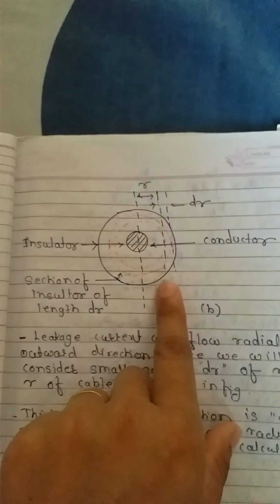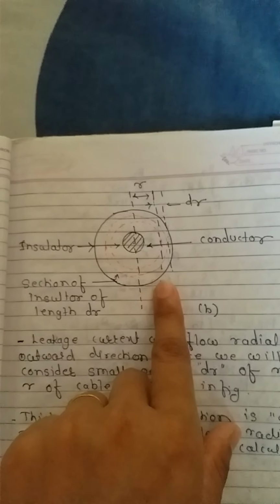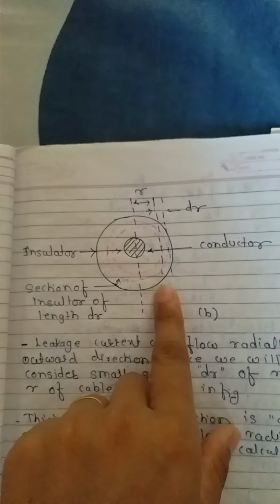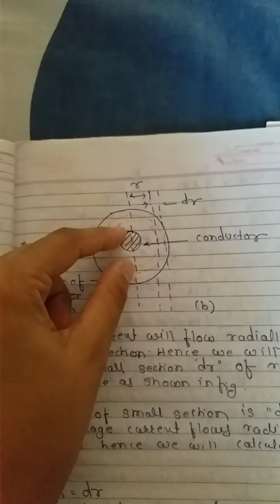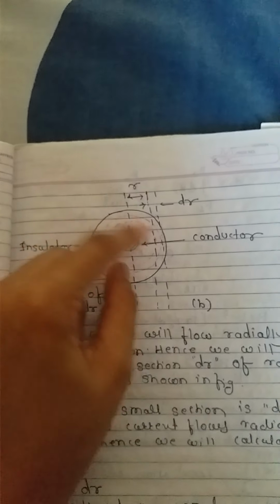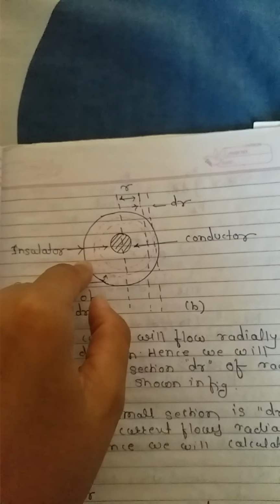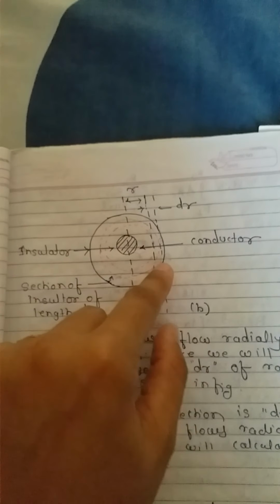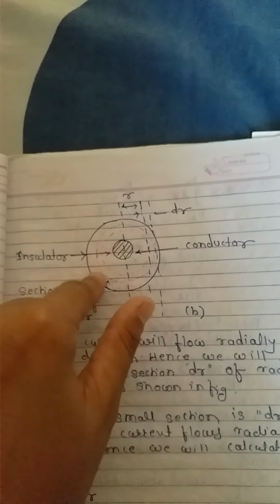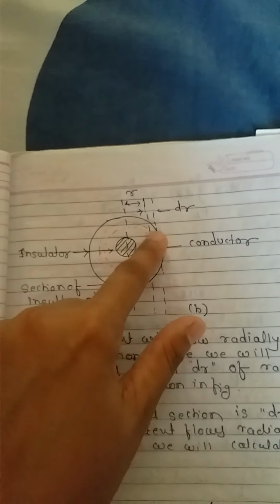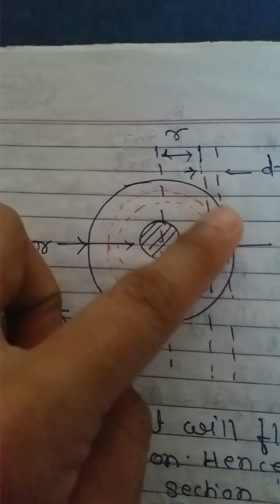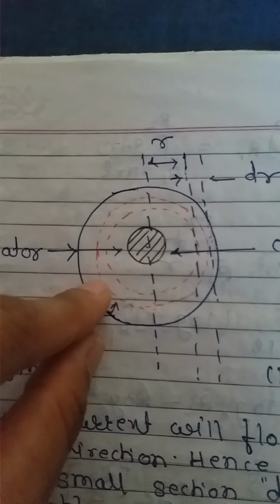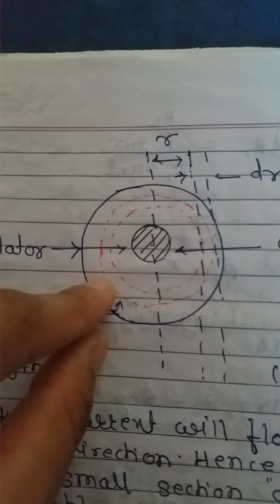Next you have to draw the second diagram. After completing the first diagram, how to draw the second diagram? First, the innermost part is a conductor, correct? The outermost part is the insulator, and from that insulator we have to cut a small section. If you observe, it is shown by this dotted red line, okay? And that small section has a thickness of dr and radius of small r.